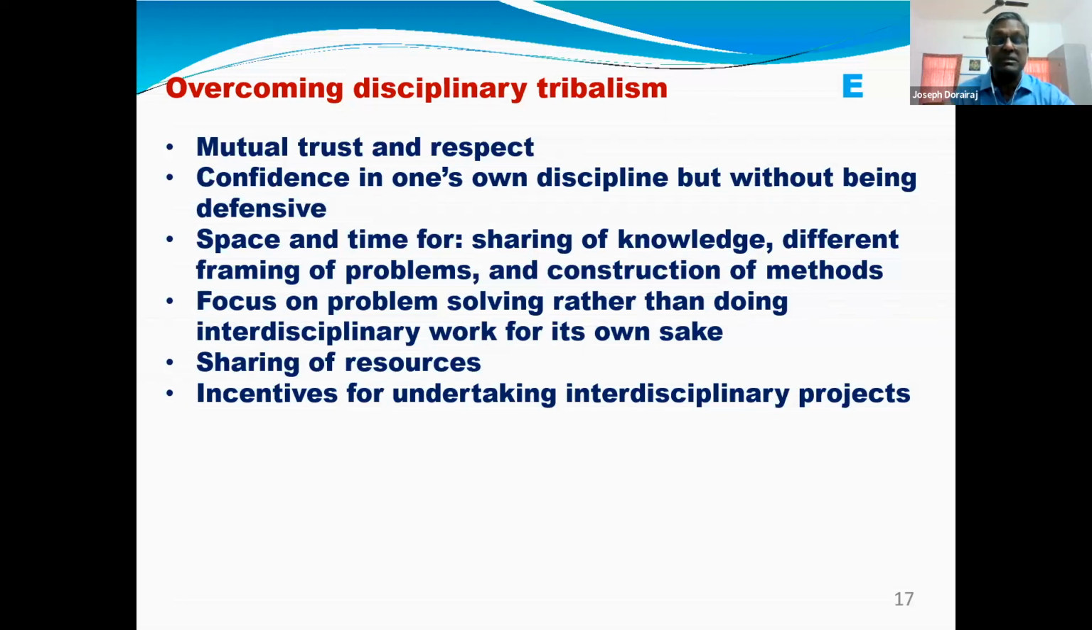The advantages of an interdisciplinary project are far greater than the advantages of a disciplinary program or pursuit. So in this slide, I am not only suggesting but also recommending overcoming disciplinary tribalism. I would like to talk about six points. Mutual trust and respect should be there between teachers and between departments, and only then will we be in a position to embrace interdisciplinarity. Then, confidence in one's own discipline without being aggressive or defensive.